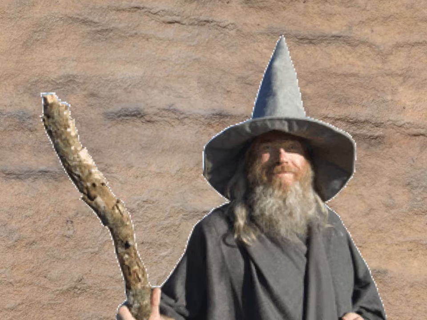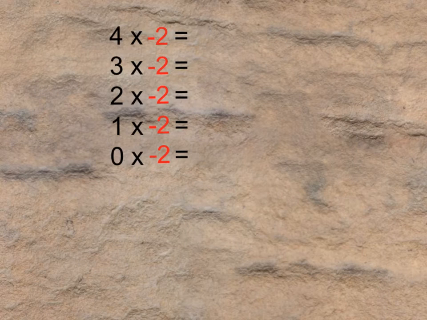Congratulations, you are gaining enlightenment. Now you will look at patterns to realize what happens when you multiply with a negative times a negative. So we use one changing factor and one constant factor. Patterns can be found.